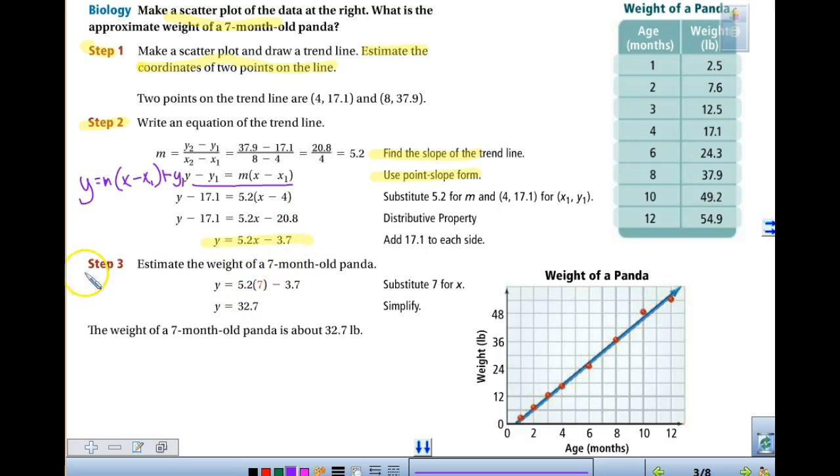And then for step 3, you're going to try and find when x is equal to 7, because months are on our x-axis. So please write this down, x equals 7. So in this equation, you're going to go back and replace the x with 7, and you're going to compute what that is. And then our answer would be in that many pounds. Okay? So these are the steps. We're going to go through and do one like this.